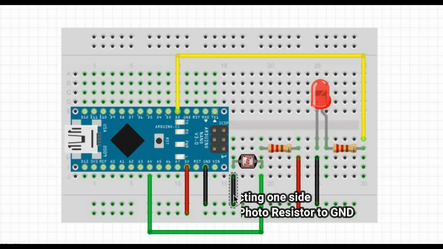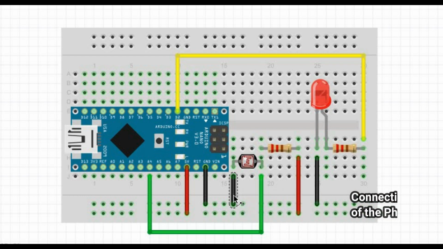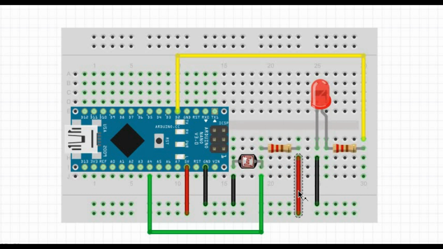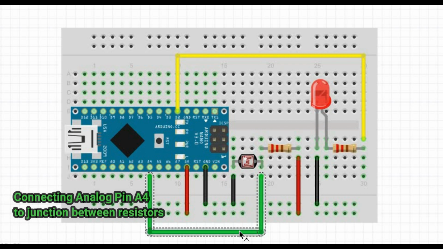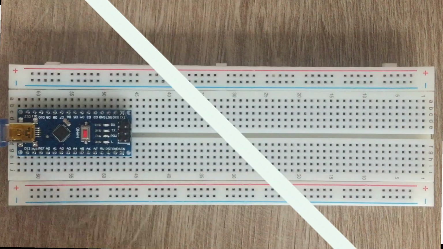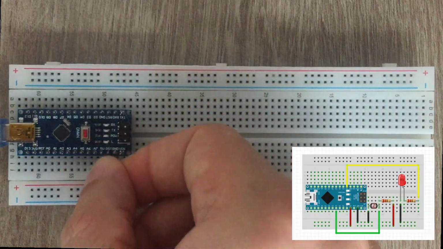We connect one side of a photoresistor to ground and the other one through 220 ohm resistor to 5 volt. In this way, we are implementing a voltage divider we talked about. We connect Arduino pin A4 to the junction between LDR and the resistor. Let's put all components on the breadboard.